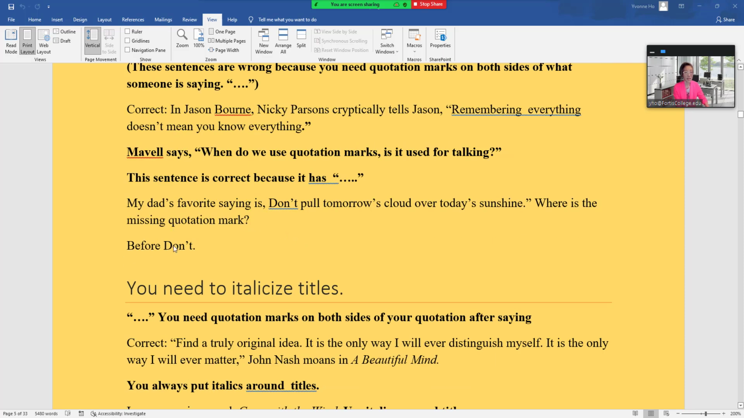My dad's favorite saying is, don't pull tomorrow's cloud over today's sunshine." Where is the missing quotation mark? And the answer is before don't, because before the word don't, you're missing the beginning quotation mark.